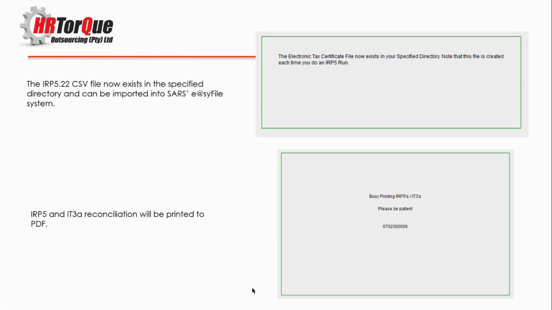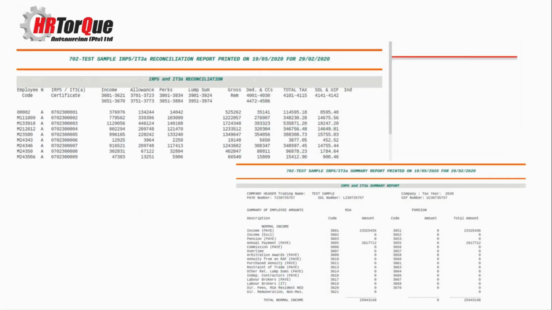Okay. And then we've got our IRP5. As I was saying, this takes a little while to run. So much like your payslips on the system, it can be a little bit slow. So just give it its time to run through. A number of reports are automatically generated, and that is a recon report and a summary.